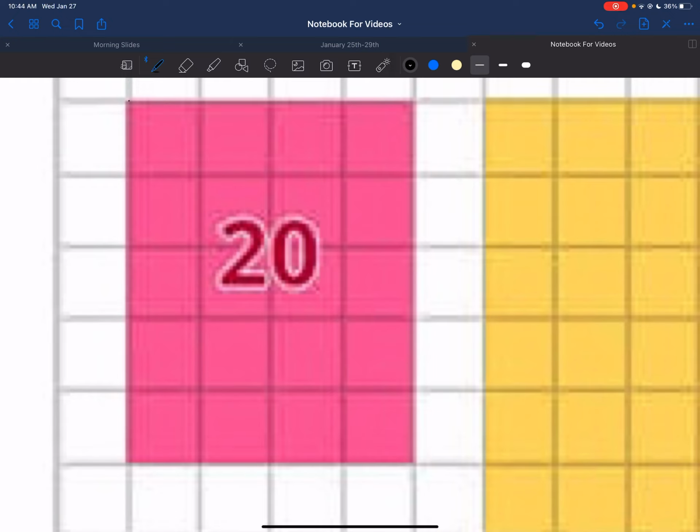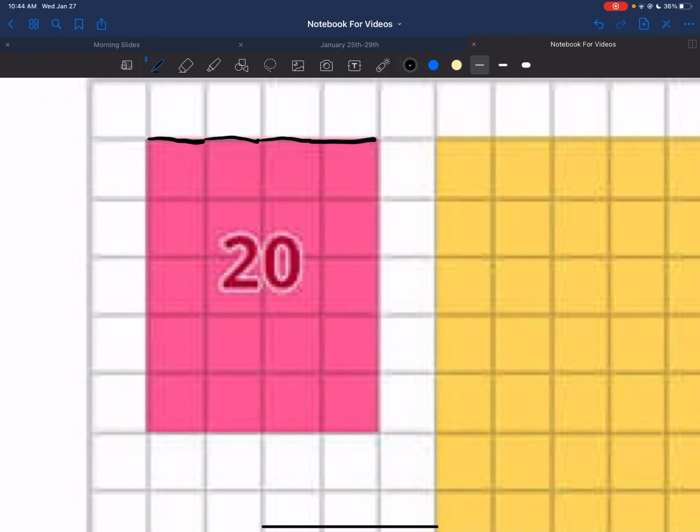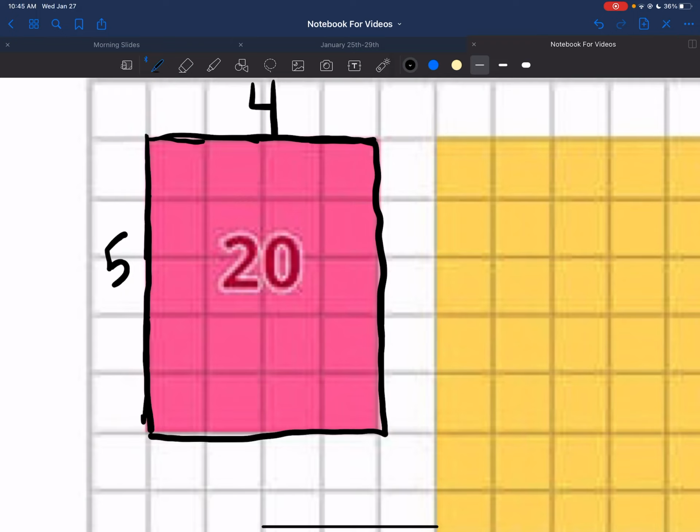If I count my squares, I can see 1, 2, 3, 4. This rectangle is 4 square units long. 1, 2, 3, 4, 5. And 5 square units wide. Now, I have my rectangle. If I wanted to use tiling to solve, all I have to do is count the inside of that rectangle. As easy as that, so I can count my squares.